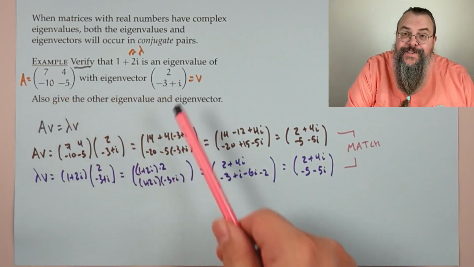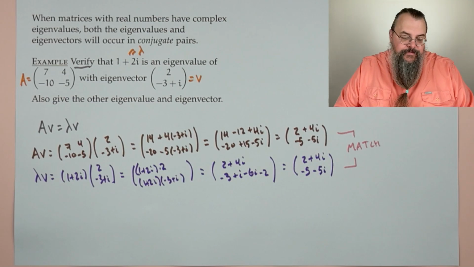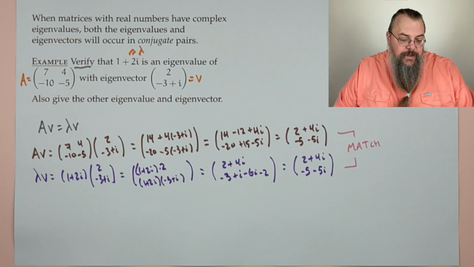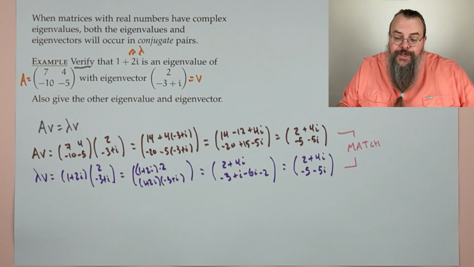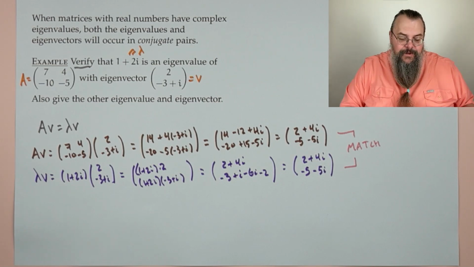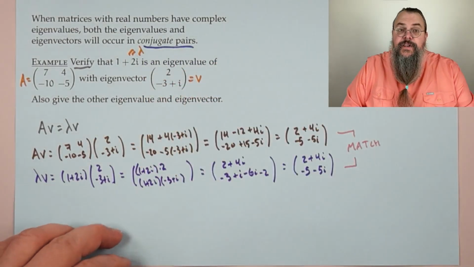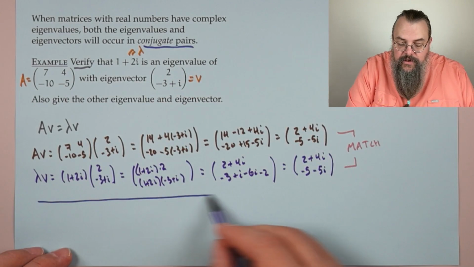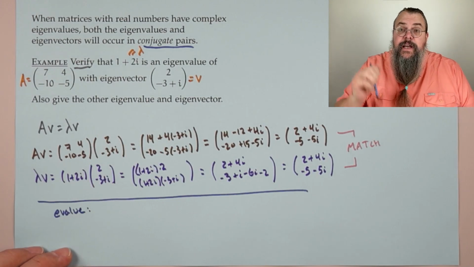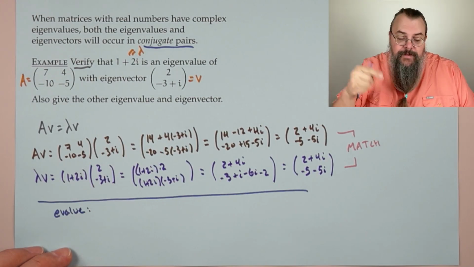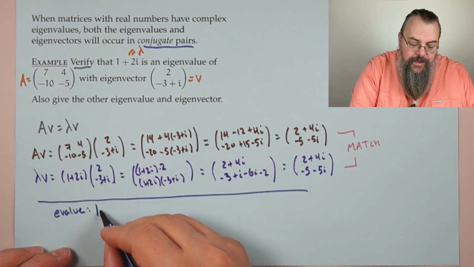Now, we're not finished with the problem. We finished the first sentence. It says also give the other eigenvalue and eigenvector. So how do we do it? Well, we could, again, go through a long process, but that sounds like work. That's not what we want to do. So what are we going to do? Well, we're going to use this fact: conjugate pairs. Our other eigenvalue is, we take our 1 plus 2i, and anything with an i, you flip the sign. So instead of 1 plus 2i, what do we have? 1 minus 2i. All right, great.